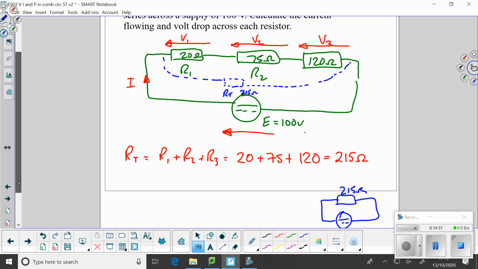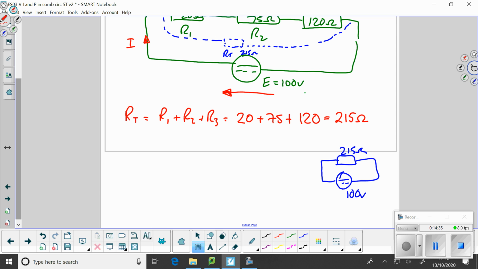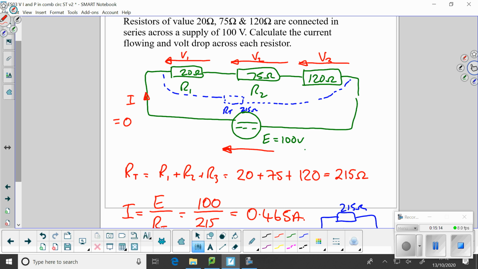Okay, so the next bit of this calculation is that I is equal to E over RT, that is 100 over 215, equals 0.465 amperes. So let's take that up to the diagram. We can now label this as 0.465 amps because we've found out what it is. Now that current is the same current travelling through each one of these resistors. Therefore, we can isolate each one and calculate the three volt drops.